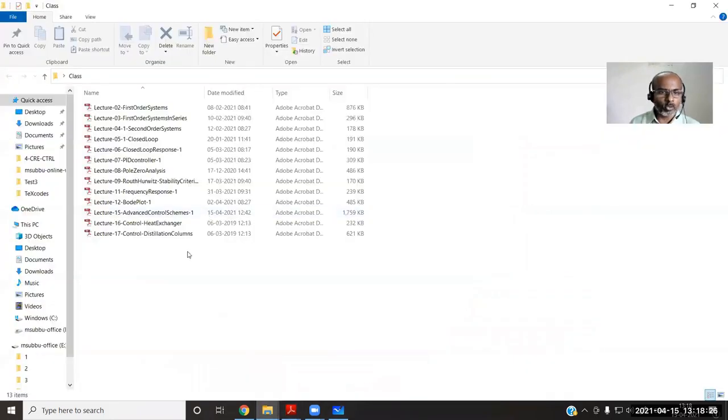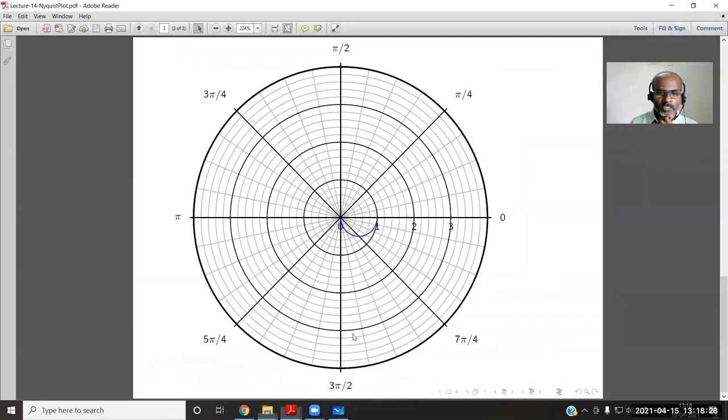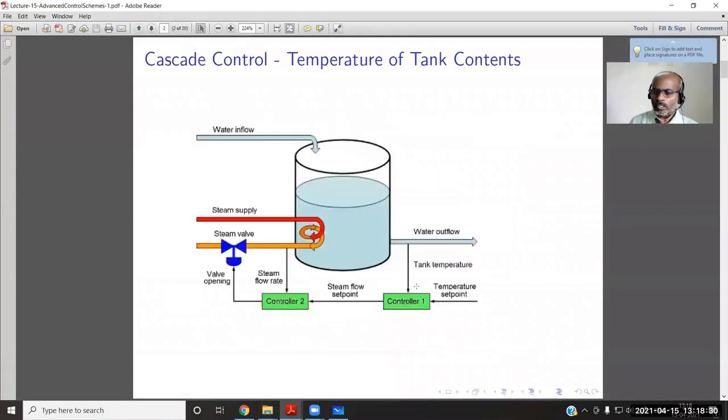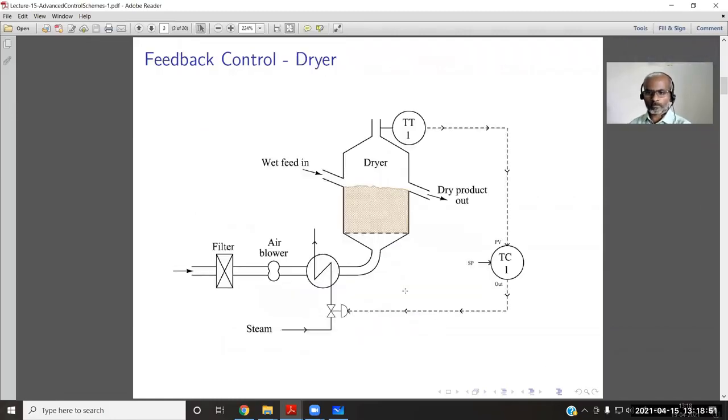Going to today's class, which is about advanced control schemes. So far we have seen only one kind of simplest controller, which is the feedback controller. Take a measurement, compare it with a set point and give the output to the controller, and the controller will manipulate the input to a process. Now we have a different sort of control schemes. This is the simplest control we have already seen.